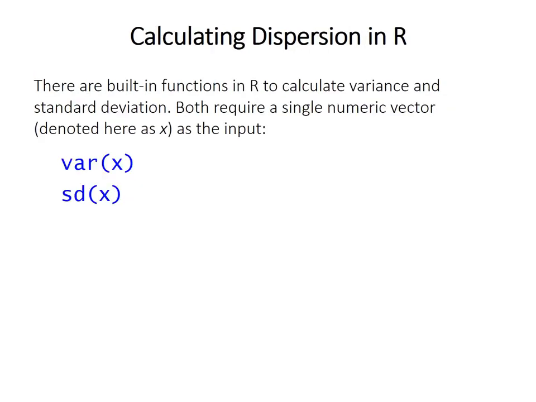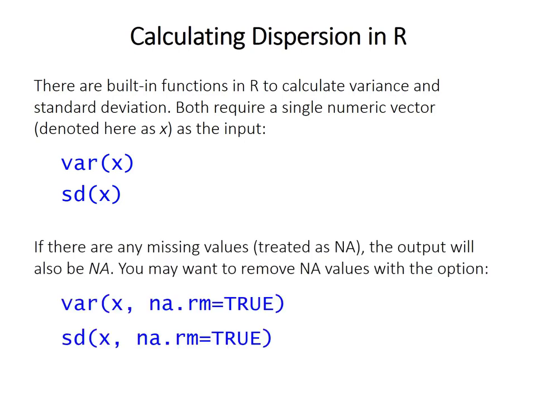R has built-in functions to calculate both variance, var, and standard deviation, sd. Like the mean and median functions from the previous video, these both require a single numeric vector, a single set of numbers, as the input. Like I mentioned with the mean, these both treat NA values, missing data, as NA. And so you'll run into this problem where if there are missing values, the result of the function will also be NA. So you might want to remove those NA values using the na.rm equals TRUE option that's built into either function.